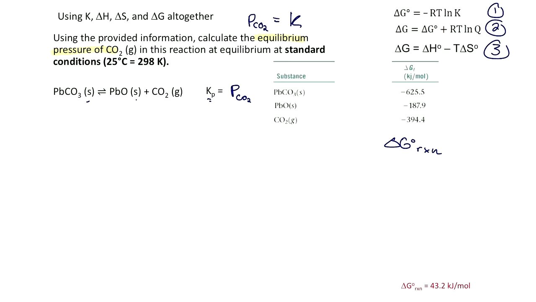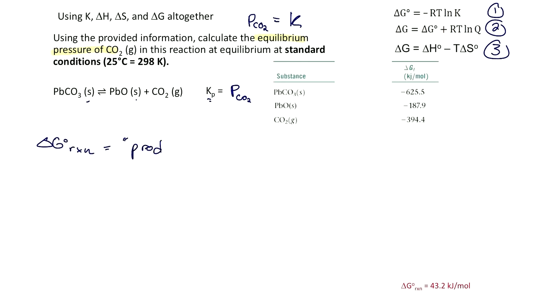The first one, because that's the only one that has K in it. So K is related to delta G. Can we calculate delta G? Yes, we can, using the table values. So that's the strategy here. Let's calculate delta G of the reaction first, doing products minus reactants, and then plug it into that first equation to calculate K. K is equal to the pressure of CO2 at equilibrium. All right, so products minus reactants.